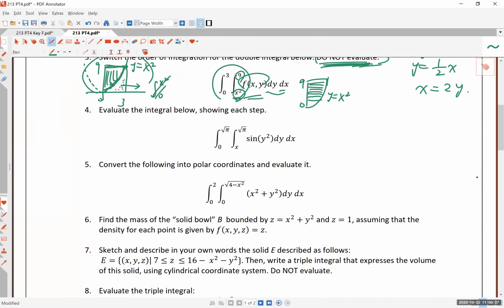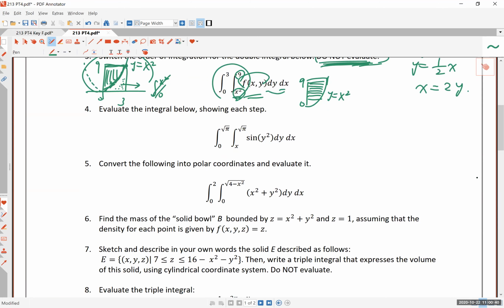Okay, number 4, evaluate this integral, showing each step. Again, if you try to do this, I hope you don't say the integral is the cosine or negative cosine of y cubed over 3. That's not the way it works, right? Because this is a composition of two functions. You have a sine function and the y squared function. Do you know a function whose derivative is sine of y squared? You don't, okay? Because we don't have a simple function whose derivative is sine of y squared.